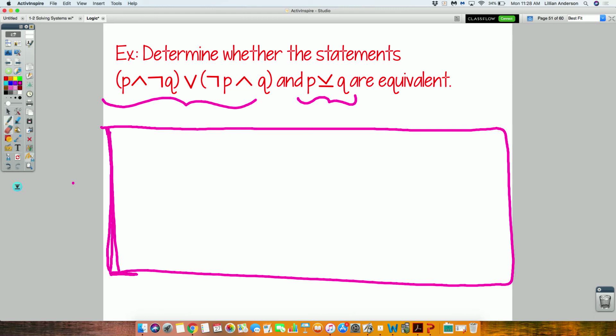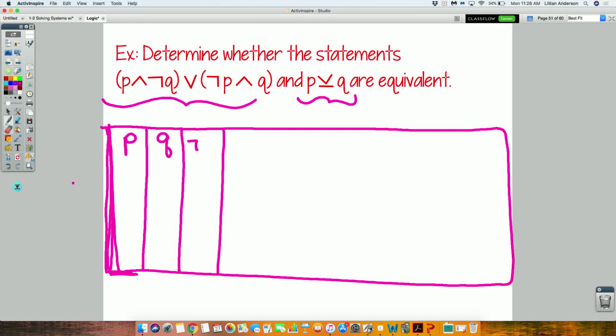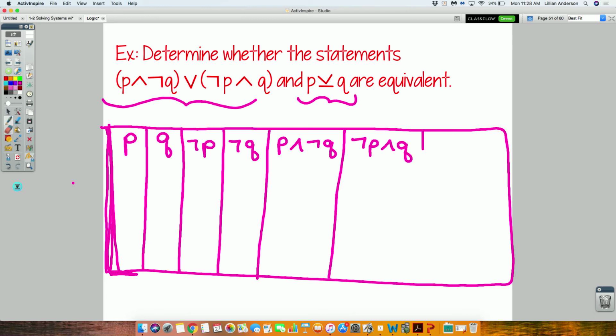Let me make a little table. What do I need in this table? I need P. I need Q. I need a not P. I need a not Q. I need a P and not Q. I need a not P and Q. And those two statements with the inclusive or.